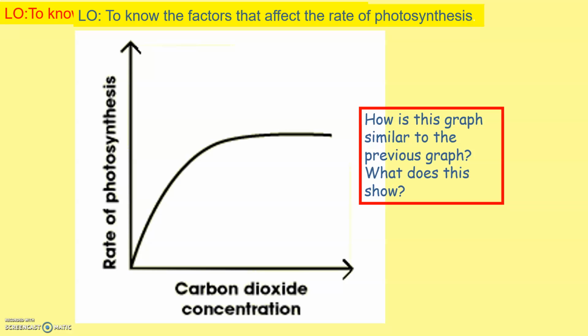It stops increasing. Now we know it's not to do with the carbon dioxide concentration because that is continuously increasing. So this graph shows that the rate of photosynthesis is being limited by either temperature or light intensity. These are very common graphs on assessments.